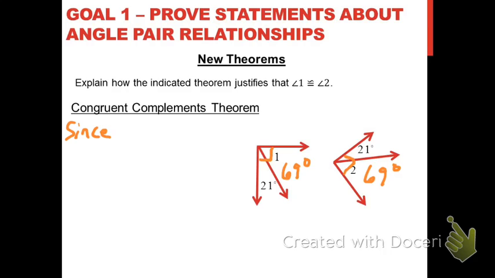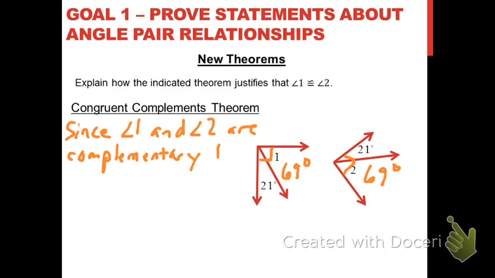Since angle 1 and angle 2 are complementary to congruent angles, angle 1 is congruent to angle 2.